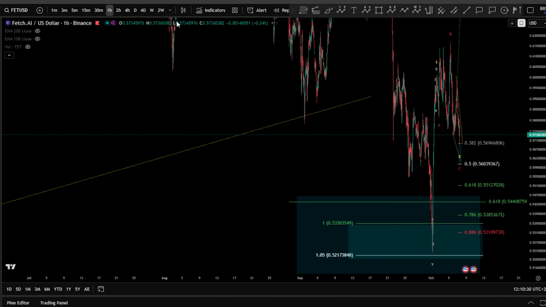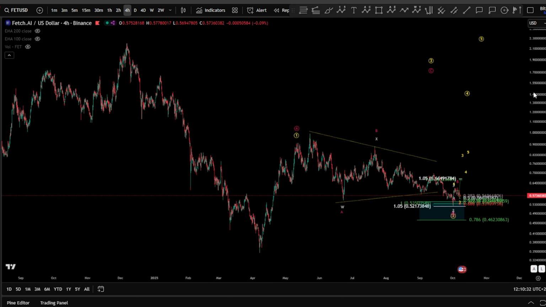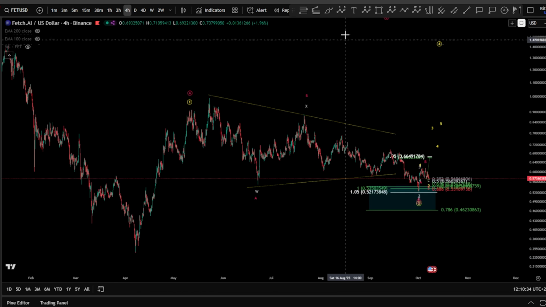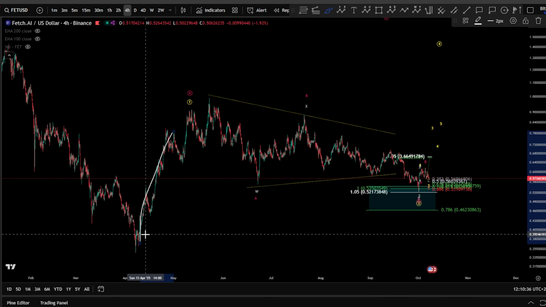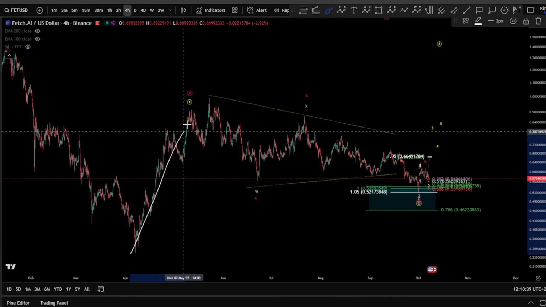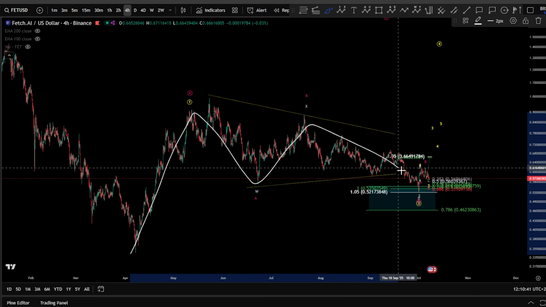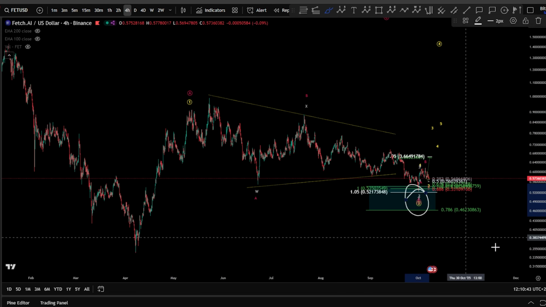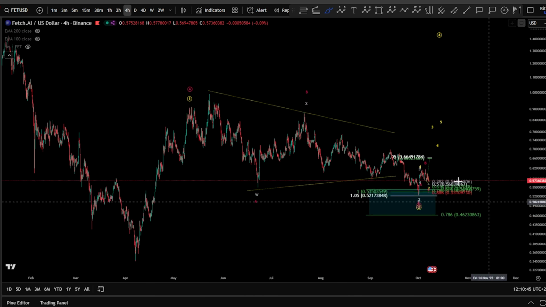Let's move for FET on the 4 hours chart. For FET, we're looking also at this impulse after the low here. We have a wave 1, we have WX and a Y. The wave Y, of course, finishing wave 2 potentially and start the move toward the upside.